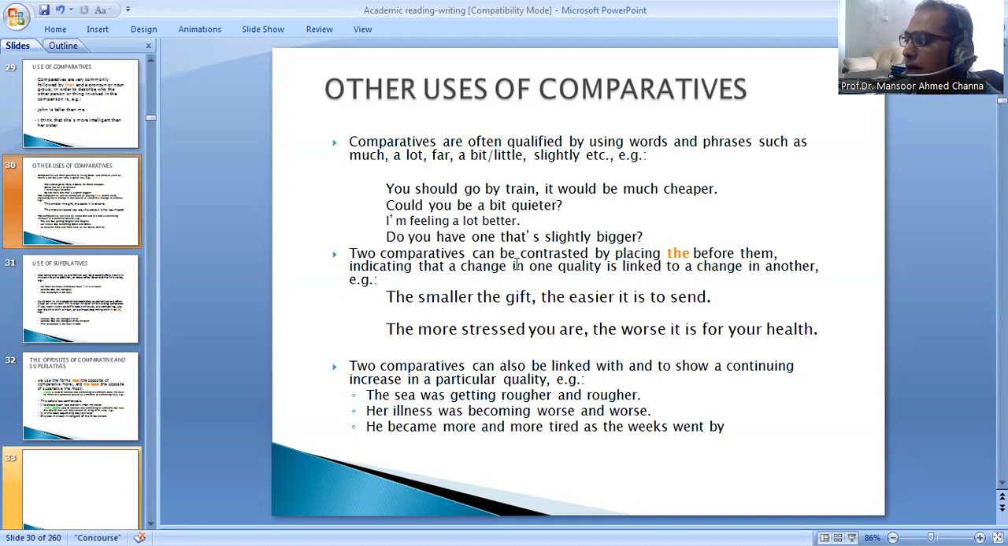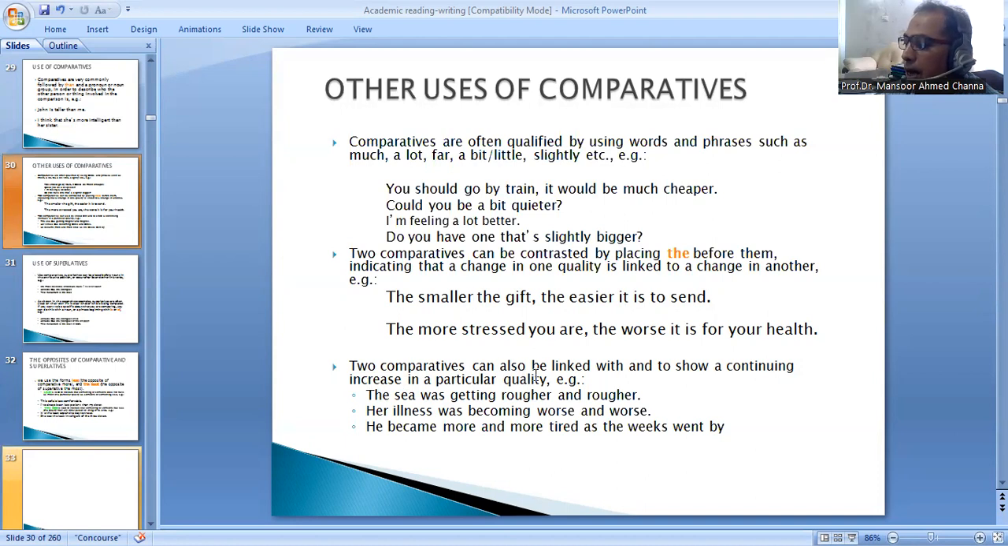Two comparatives can be contrasted by placing the before them, indicating that a change in one quality is linked to a change in another quality. For example, the smaller the gift, the easier it is to send. The more stressed you are, the worse it is for your health.